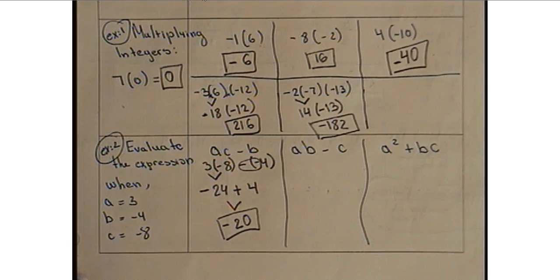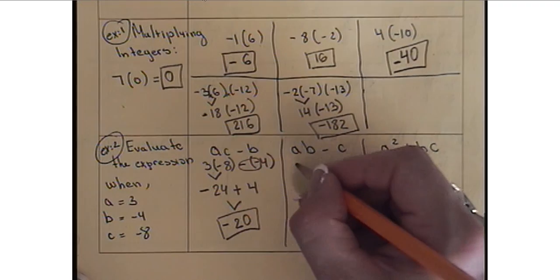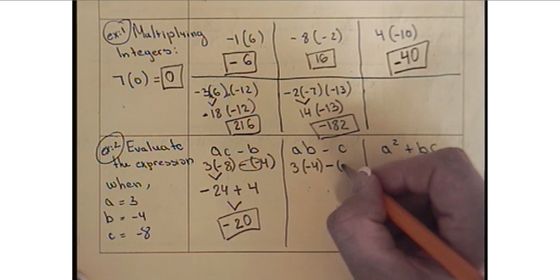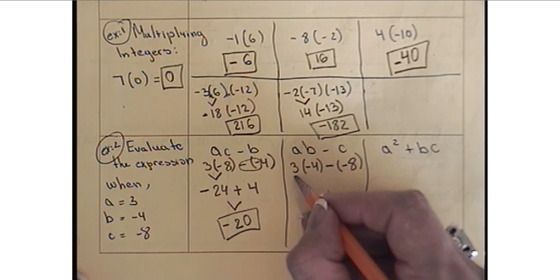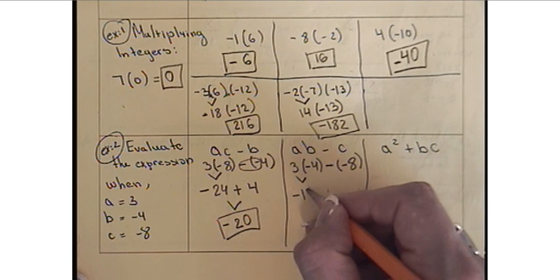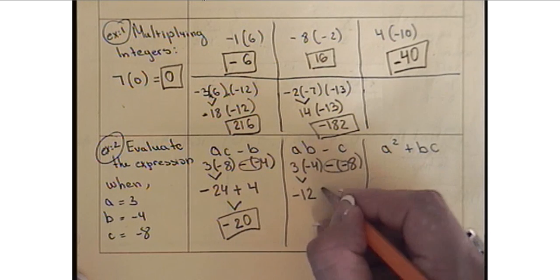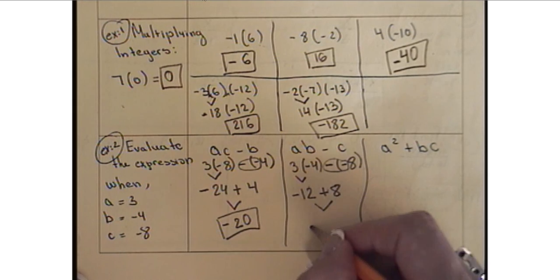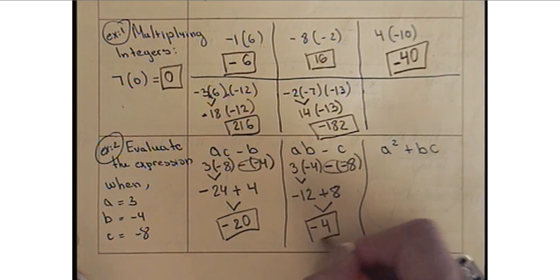A times b minus c. So a is 3, times b is negative 4, minus c is negative 8. Again, 3 times negative 4 is negative 12. Those two negatives change to plus 8. Negative 12 plus 8 will give us negative 4, final answer.